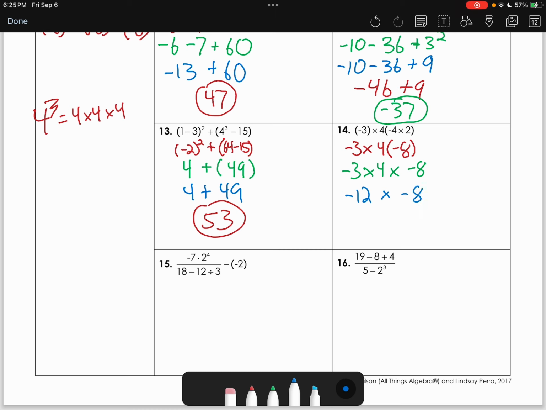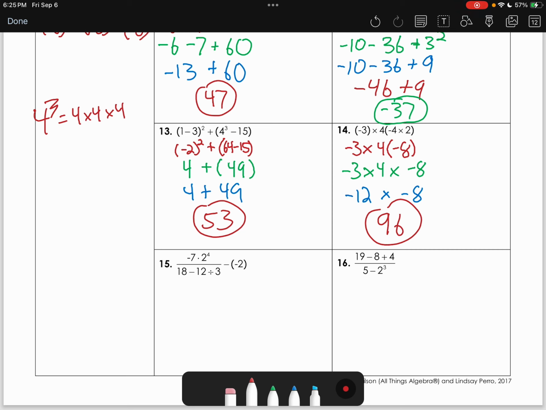We're going to move down. So a negative times a negative will always yield us a positive. So -12 times 8, if I'm doing this correctly, that should be a positive 90. Oh, let me change my color. A positive 96, and that's the answer you should have. Okay. All right, 15. It gets more creative as we go down here.